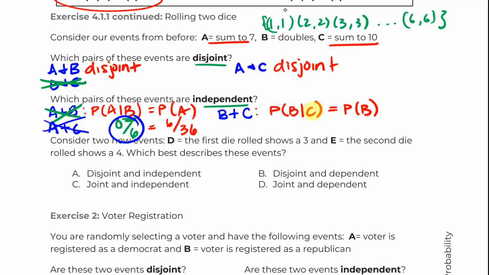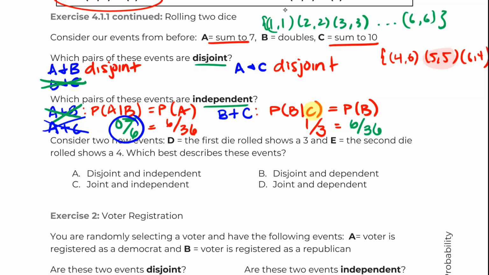So B, this was doubles. There were 6 ways out of 36 for this to happen. Let me go ahead and write down my event space for C. So C was 4, 6, 5, 5, 6, 4. Those are all the ways that you can sum to 10. So now we only have a sample space of 3. And how many ways can we end up getting the B that we were interested in? Only one of those 3.